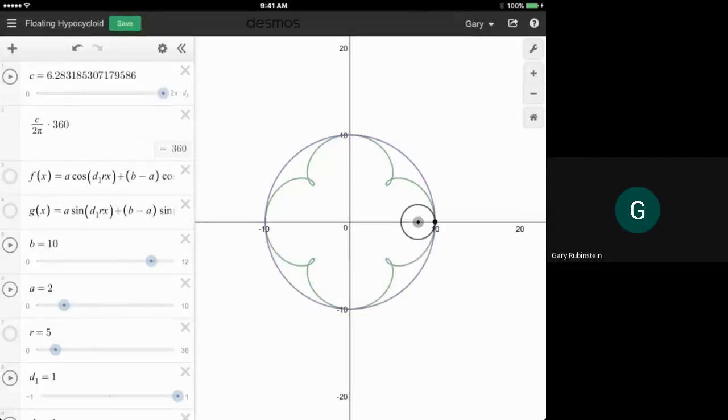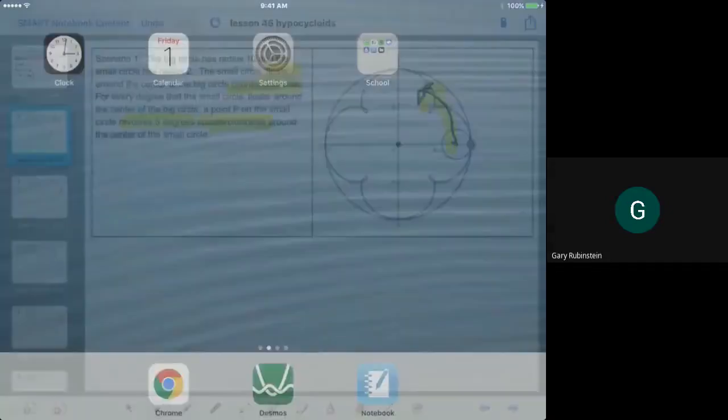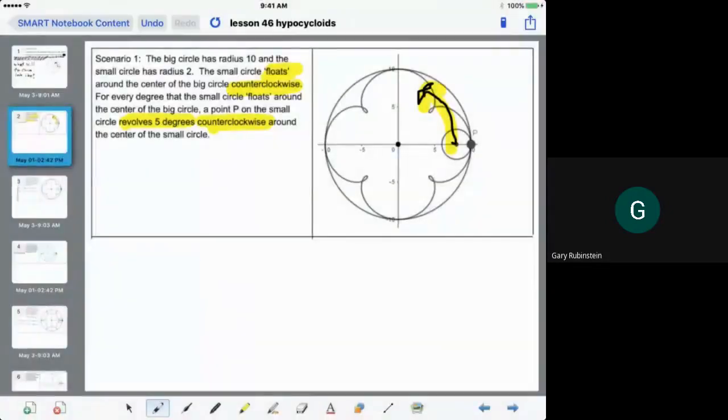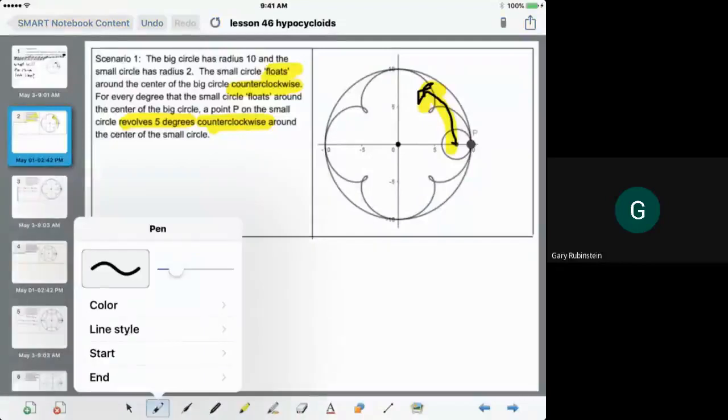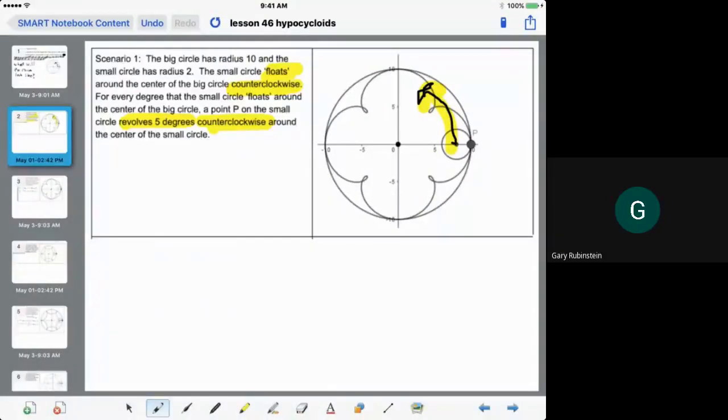Now, this is very, very similar to what we did yesterday. Why don't you type up into the comments, what do you think the equation of this curve is, with the x and the y?